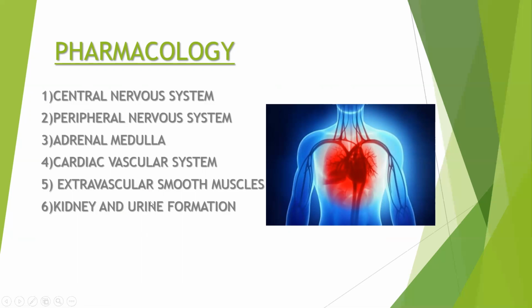Then, effect on the cardiovascular system. Angiotensin also exerts a positive inotropic and chronotropic effect on the cardiac muscles. Angiotensin causes an increase in vascular permeability in large arteries, resulting in edema formation. Then, effect on the extravascular smooth muscles. Diversified effects ranging from contraction to relaxation on various smooth muscles are exerted by angiotensin. Then, effect on kidney and urine formation. In a normal person, angiotensin has an antidiuretic action due to the decrease in the rate of glomerular filtration.